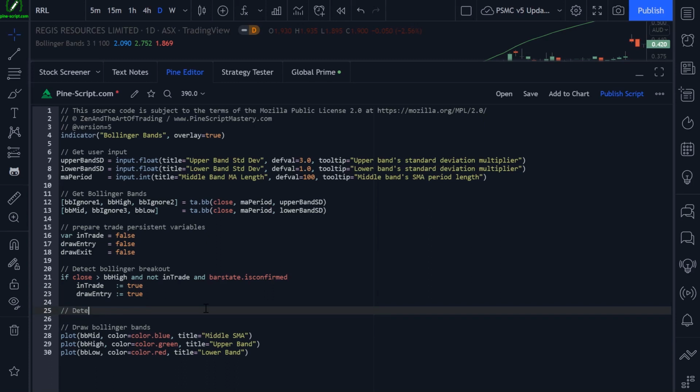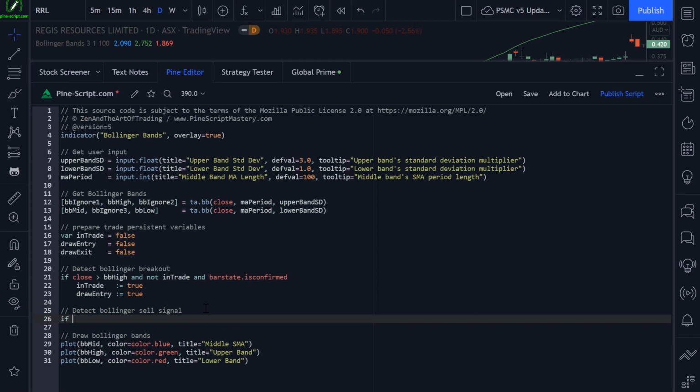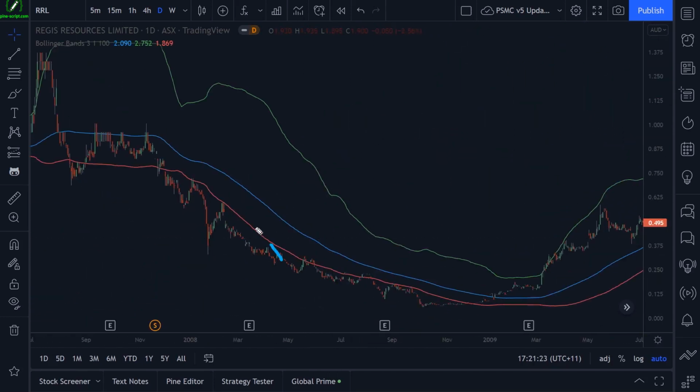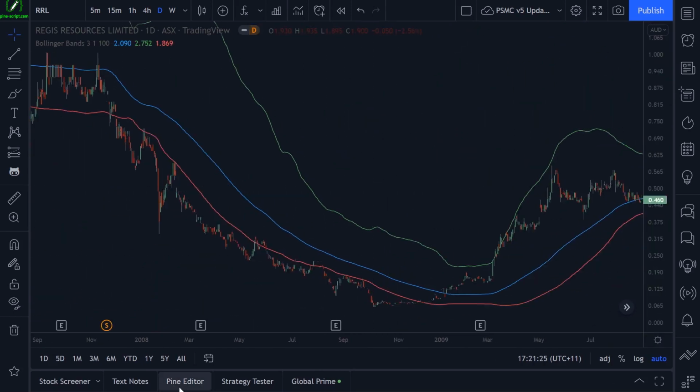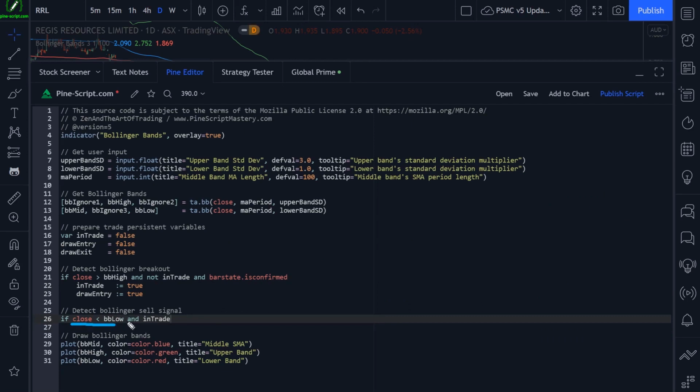So here I'll say detect Bollinger sell signal. And this is exactly the same as our buy signal, except in the opposite direction. We want to check, is the current bar's close less than the Bollinger Band lower band? So if close is below our Bollinger Band low, BB low, and we are involved in a trade, this time we want to check to make sure we are currently involved in a trade. Otherwise, we're going to get sell signals drawing on every single bar that's below our lower band. So we check, do we have a breach of our lower band, and are we currently involved in a buy trade?